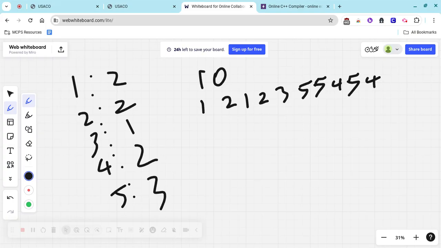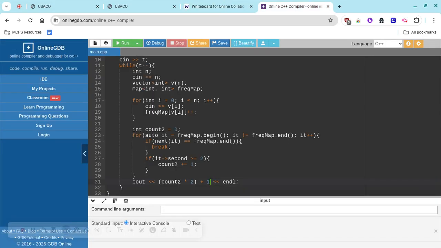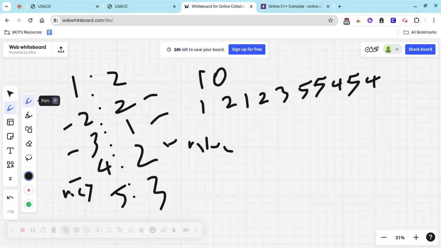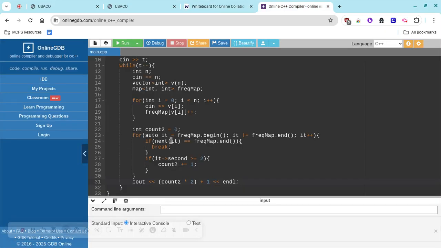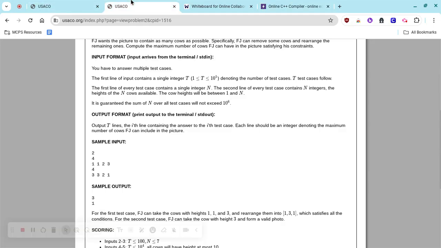This is the key, and this is the value. So basically, a map has a key and a value. The iterator pointing to the second, that's the value part. And then the first part is the key. So the key is a number, and then the value is the number of times it occurs. Yeah. So this is my solution.